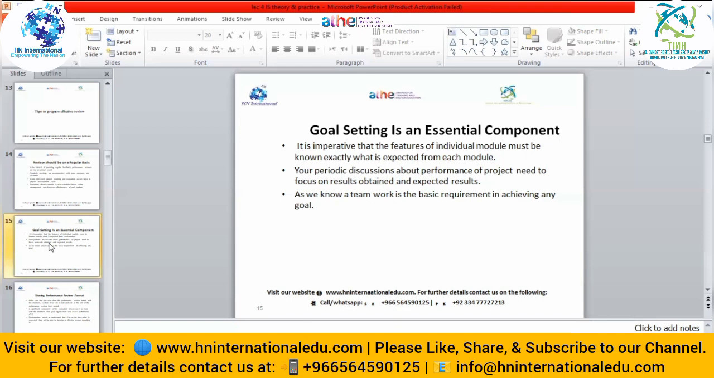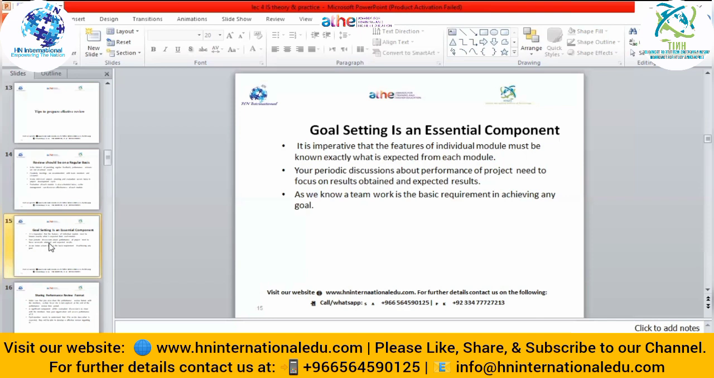So we have to set the steps through which we can achieve that goal. The first thing is that we have to set our goal. It is imperative that the features of each individual module must be known, exactly what is expected from each module. So we have to set the goal for each individual module. Your periodic discussions about the performance of the project need to focus on the results obtained and expected results. So we have to check whether the mentioned results match with the achieved results or not.